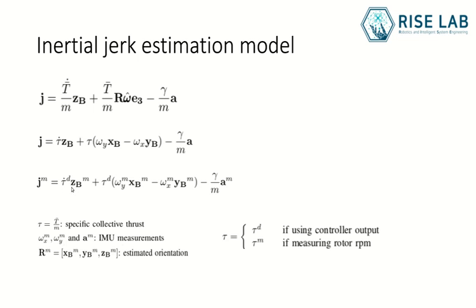Finally, we use the superscripts D and M to represent desired and measured values. So the estimated or measured jerk is the expression as follows. Here, all the values can be either obtained from the controller, from IMU measurements, or from estimations of the orientation.